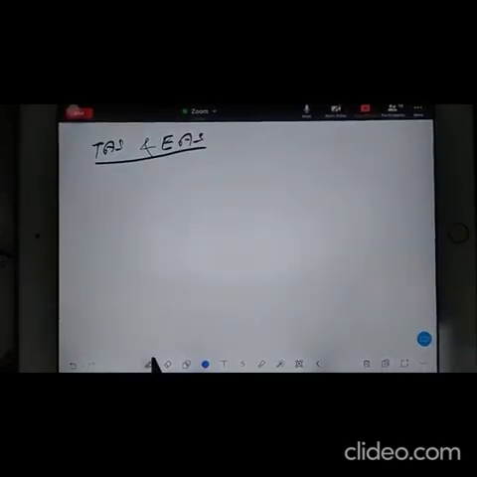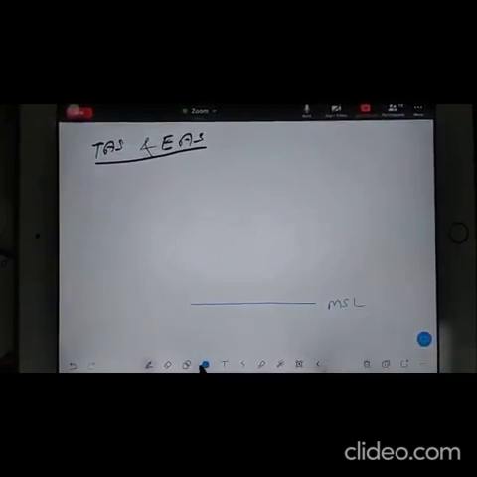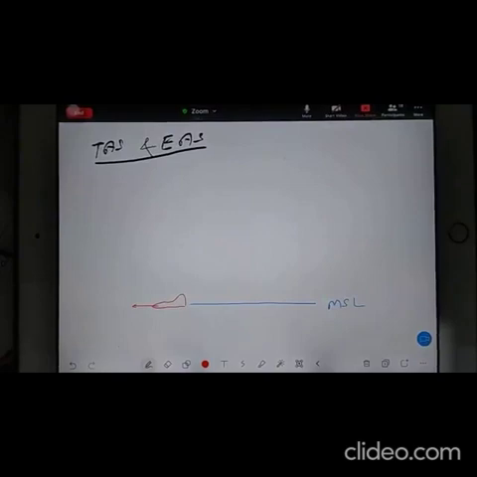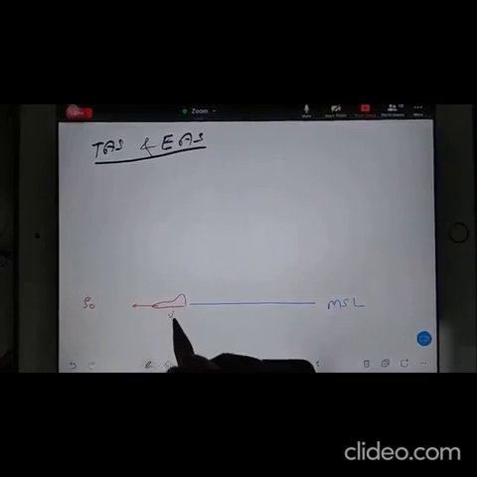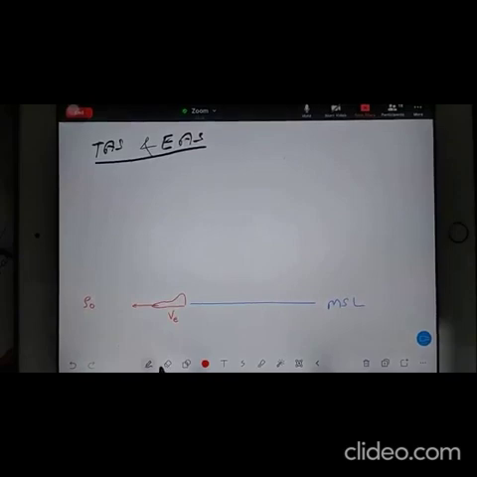Okay, now understand. Suppose you are making an aeroplane at mean sea level, and this aeroplane is flying at mean sea level in this direction. So it will have a particular density and a particular velocity. This velocity I am giving the symbol VE. There is some purpose, that's why I am writing VE. V naught is the free stream velocity, and rho naught is the free stream density at mean sea level.